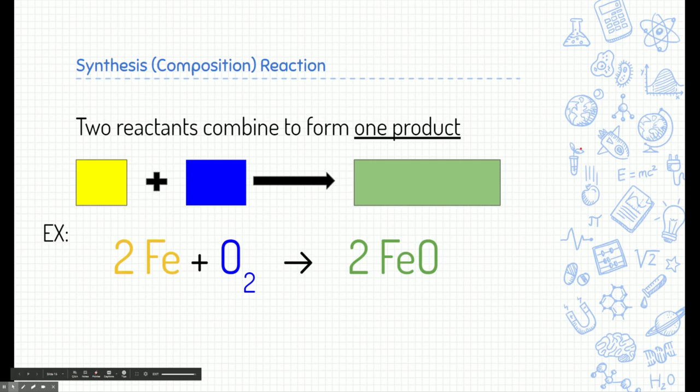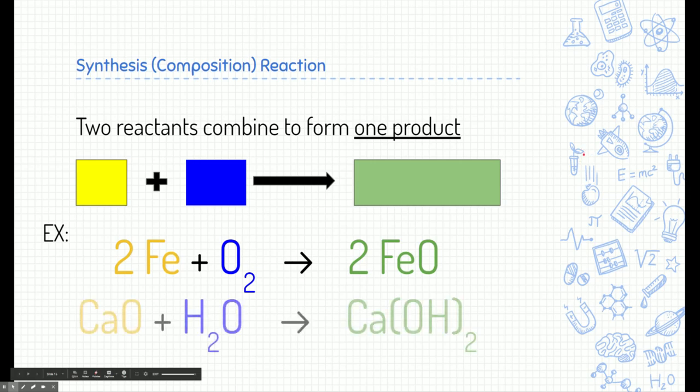So two elements forming one compound. Now it could be two compounds forming one compound as well. Here's calcium oxide and water forming calcium hydroxide. Again, two substances coming together to form one product.